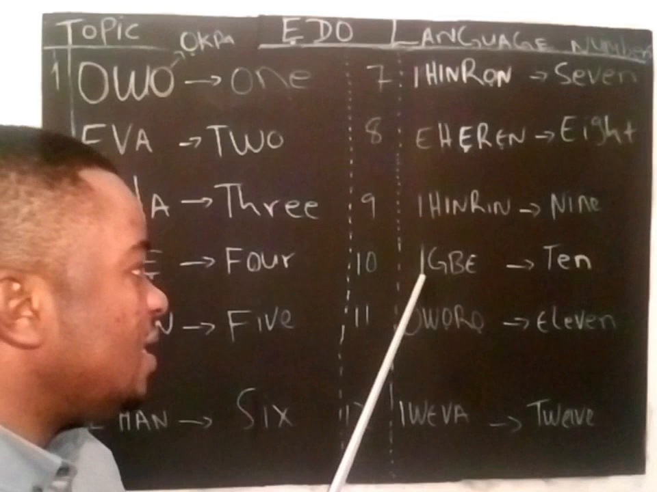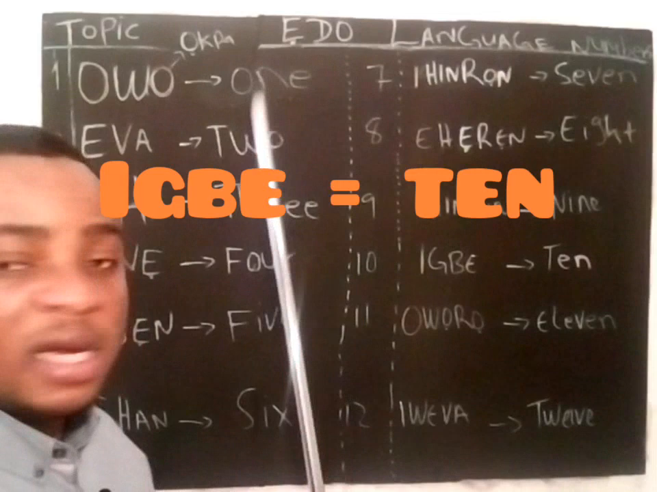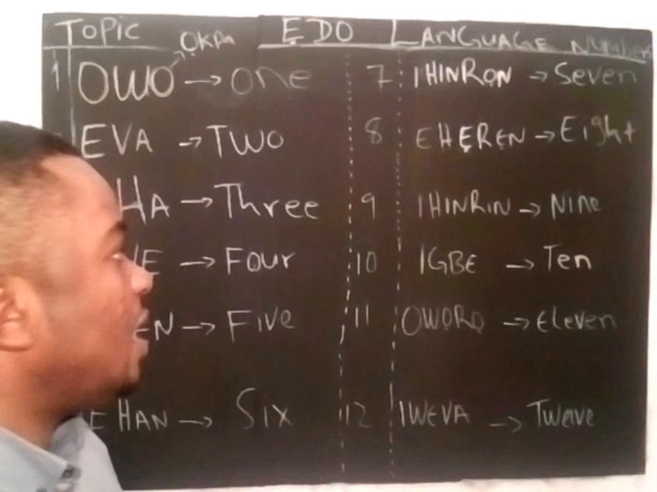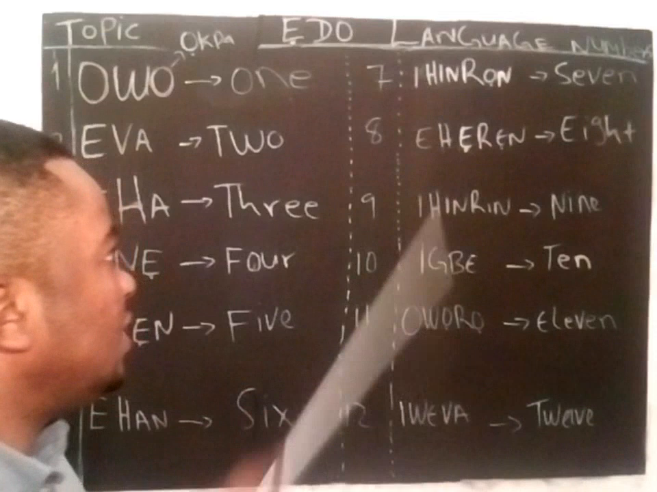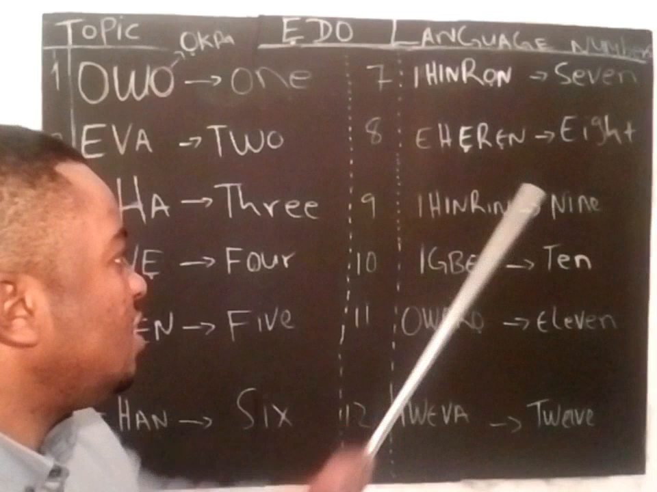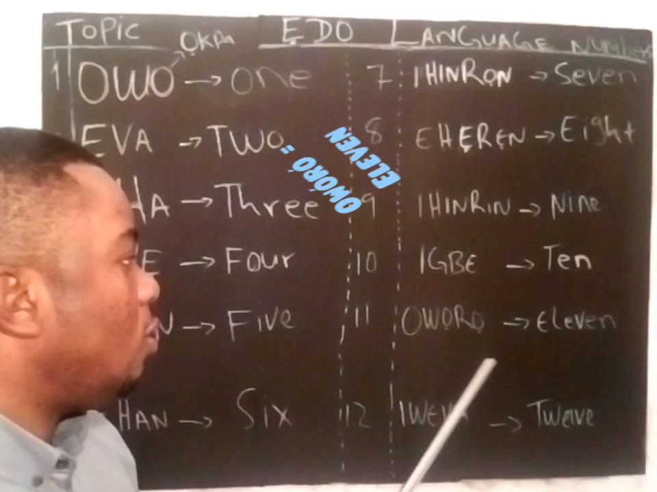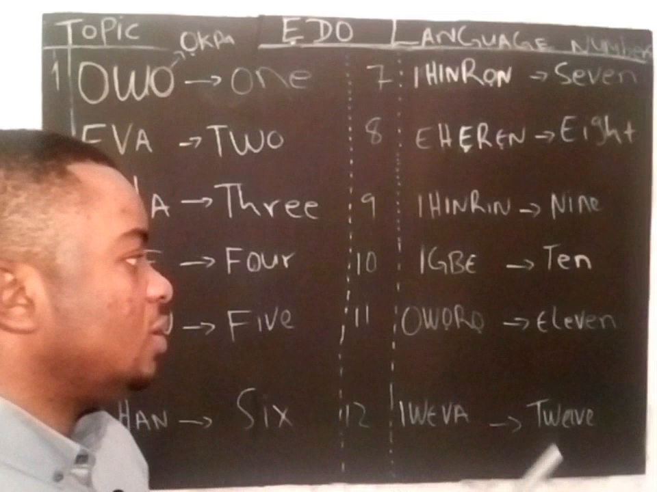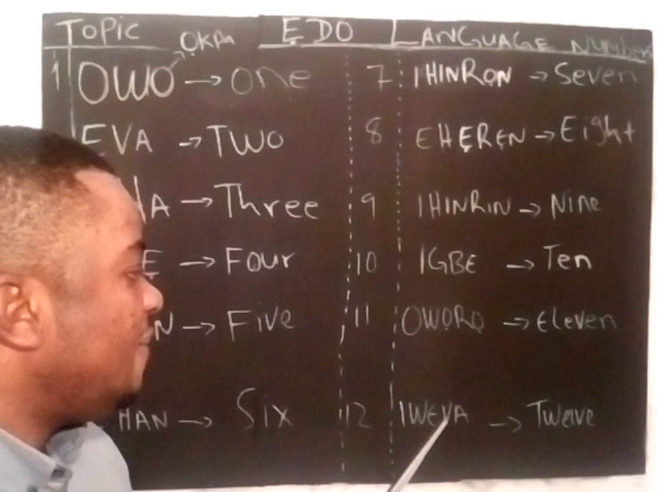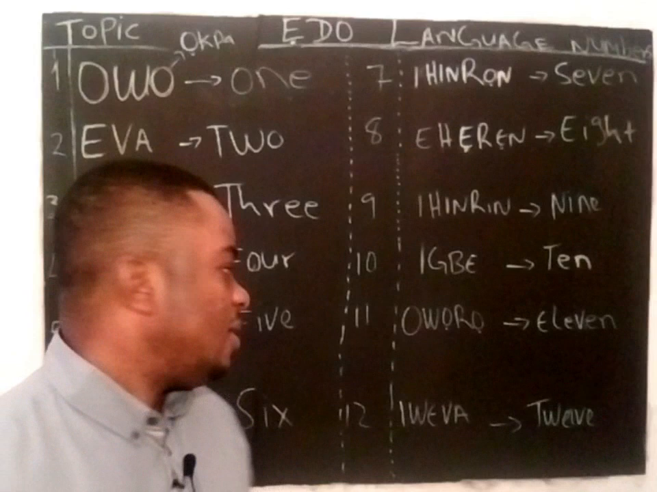This is a capital letter, guys. I use capital letters to write the Ẹdo, while I use normal letters to write English. So for Ẹdo it is always capital letters. This is I. You see, irihi, nine. Igbe, ten. Owo, you see, this is o, this is wo, which is 11. Iweva, which is 12.